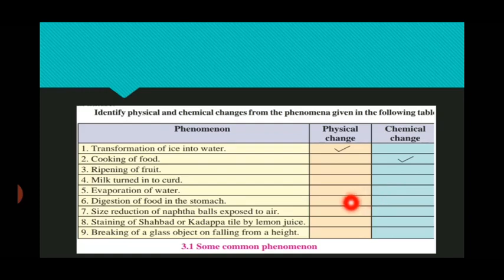Next one: staining of a Shahabad or Kadappa tile by lemon juice. Which type of change? Chemical change. Now next, breaking of glass objects on falling from a height. If glass is broken, which type of change is this? Physical change. So we have to take many examples here, to see which one is a physical change and which one is a chemical change.